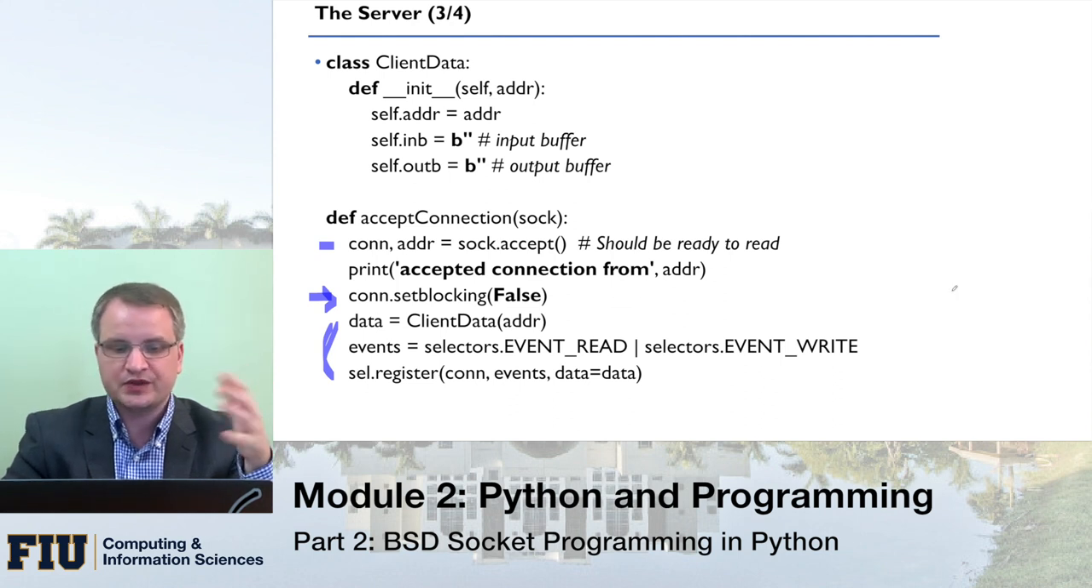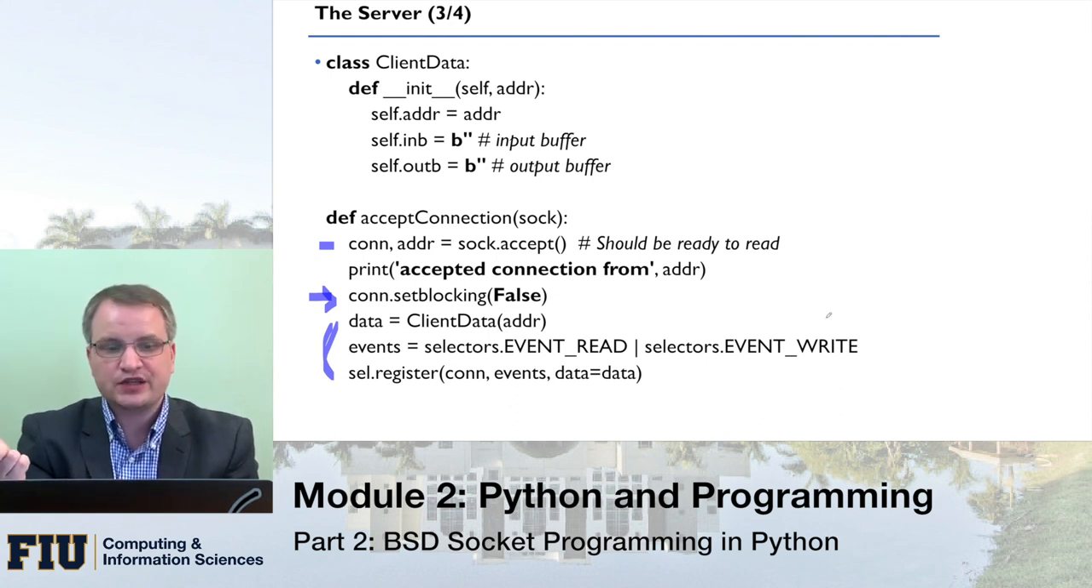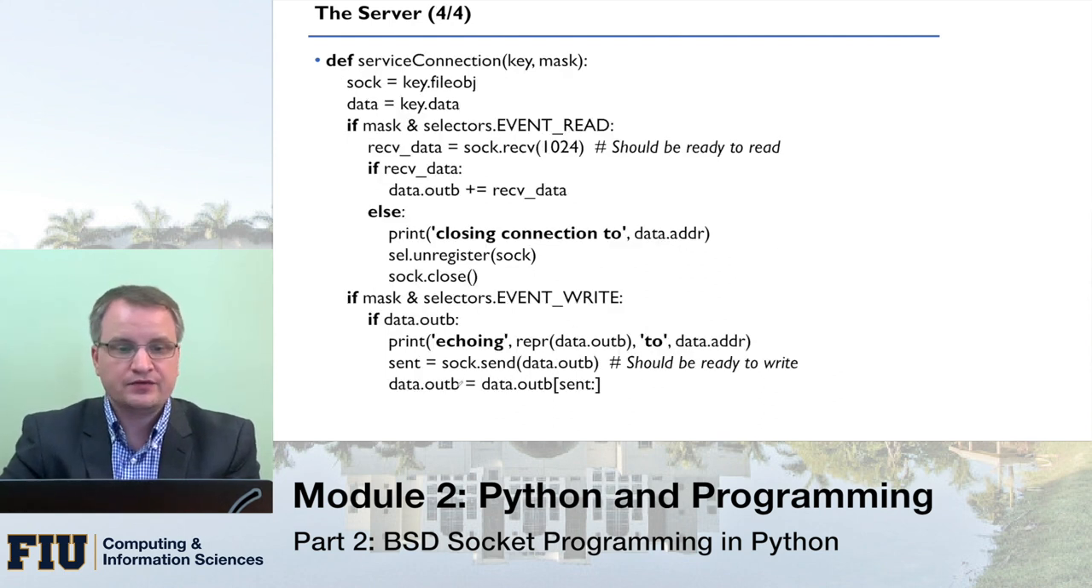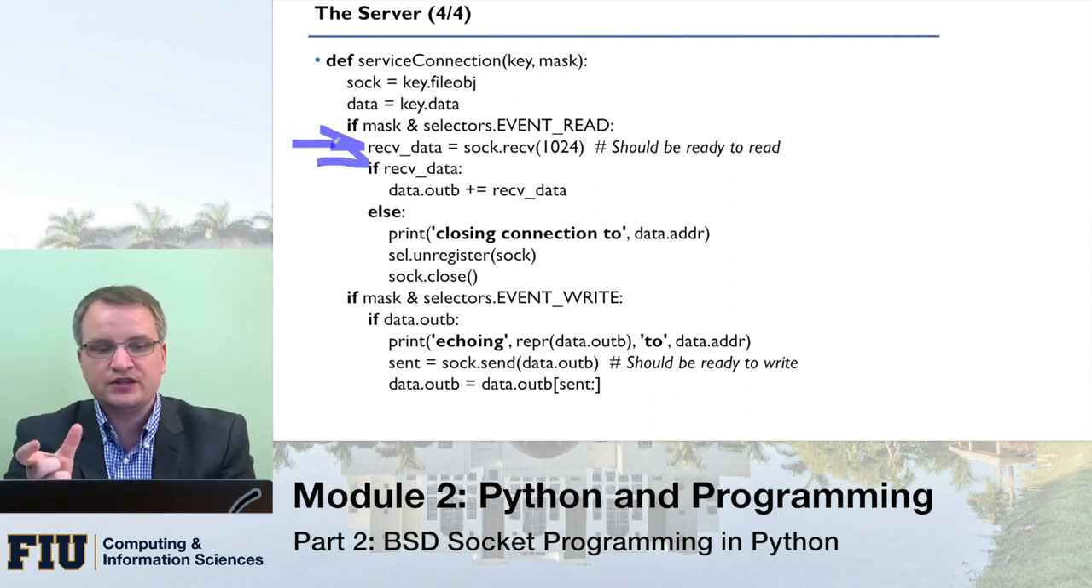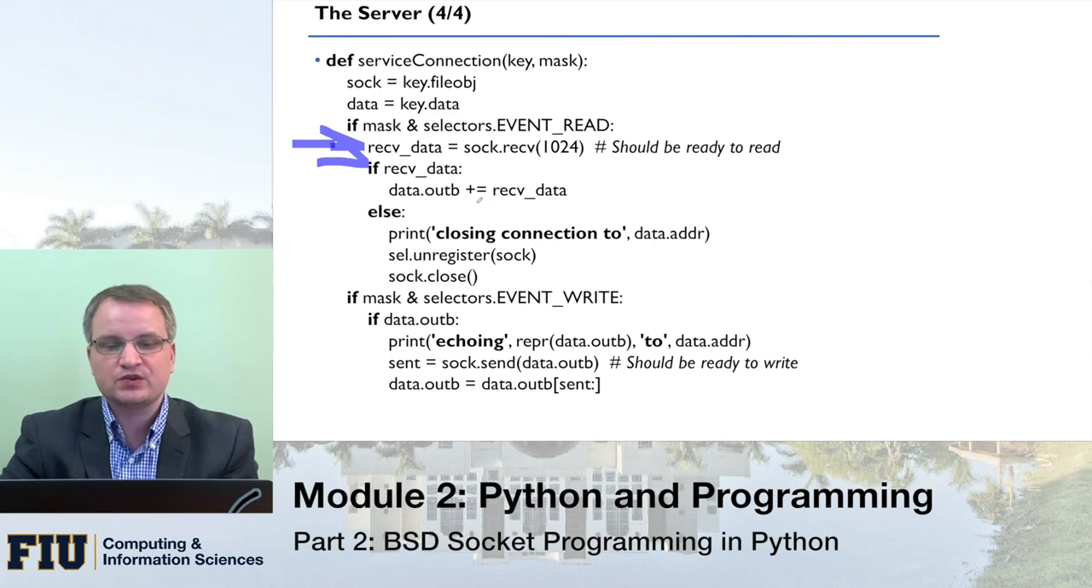Because we're not immediately going to send and receive data, what we want to do is store some information about the client. You may extend this part as part of your project, and then register additional events for read and write with that selector. And for the service connection, it's got a little bit more complicated. You should be able to infer what exactly is happening: there is some notion of receiving part of the data, getting some information into the buffer, until all the data was received or the connection got closed for some reason.